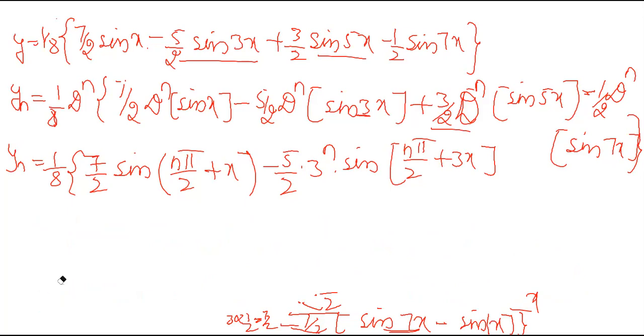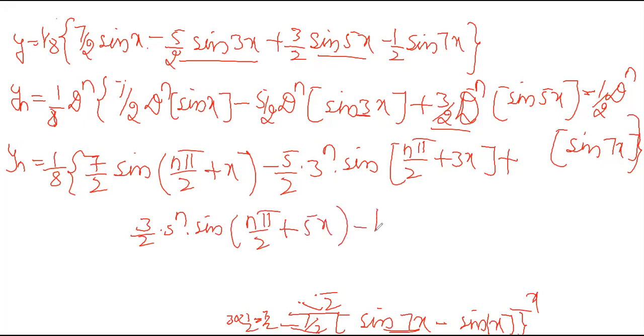This continuation, it is a plus. Plus, the next term is 3 by 2 into 5 to the power of n into sin of n pi by 2, and then plus 5x.